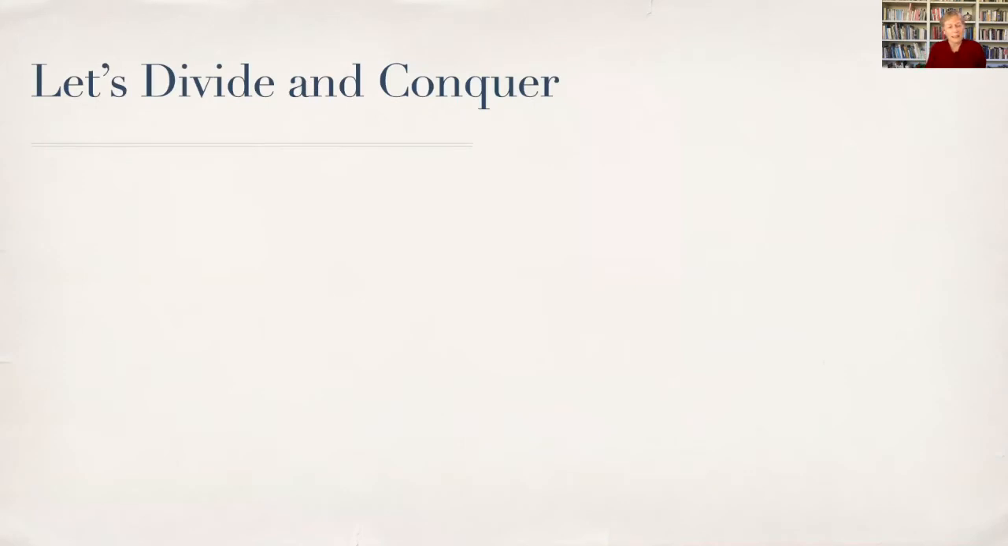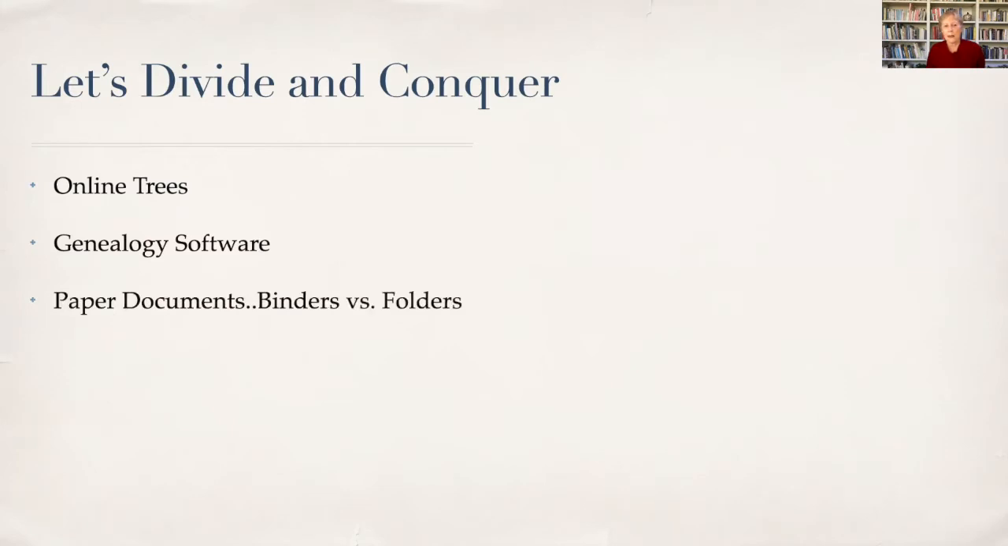And I think the first thing is we're going to divide and conquer. We're going to take this in pieces, so one of these pieces may appeal to you more than another. We're going to look at online trees, which are a great way to organize your research. We're going to touch base on genealogy software. We're going to talk about paper documents and the big question: are you a binders or a folders person? Both work, so you can decide what works best for you. What do you do with your computer folders? How do you organize them? And then, of course, what do you do with your photos?